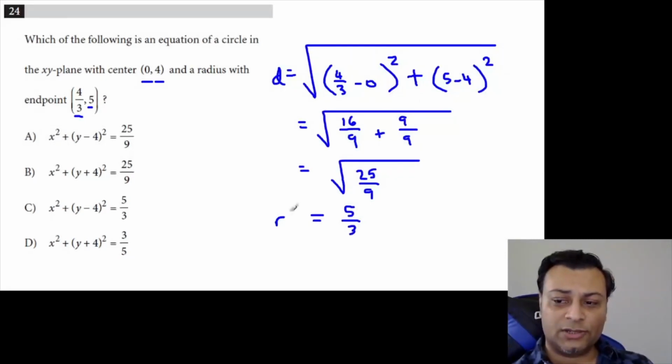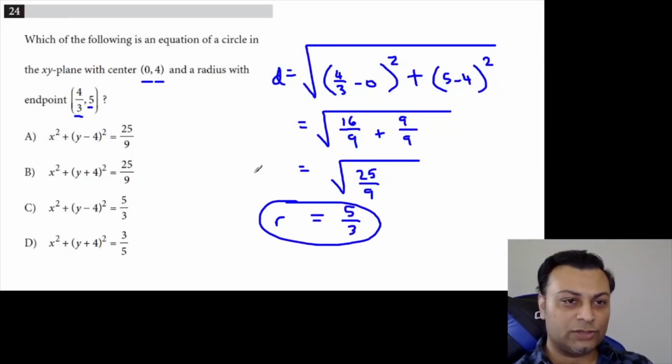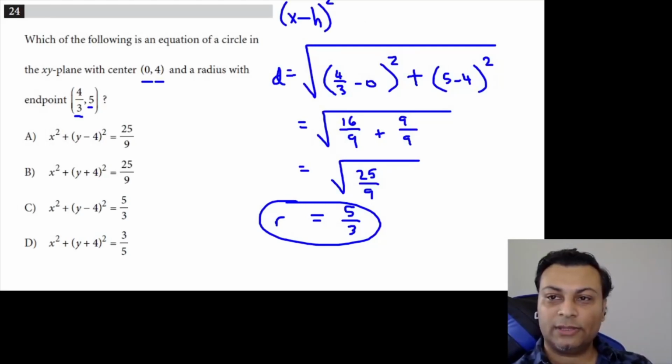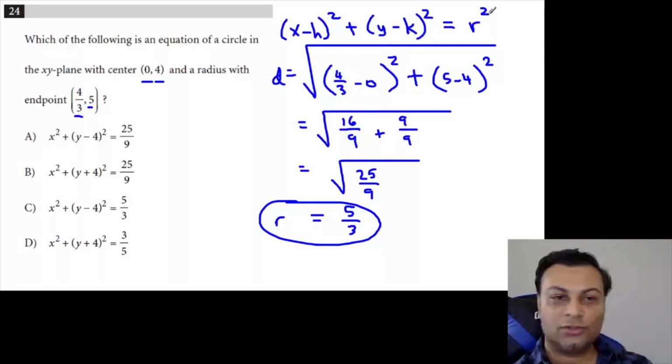But this is the radius of the circle, and our equation of a circle is x minus h squared. Let me write that a little lower. x minus h squared plus y minus k squared equals radius squared. So we still need the radius squared. We need to square the 5/3, but we already had that. It's 25/9. So we need 25/9 on the far right. We need one of these. So these two are out.